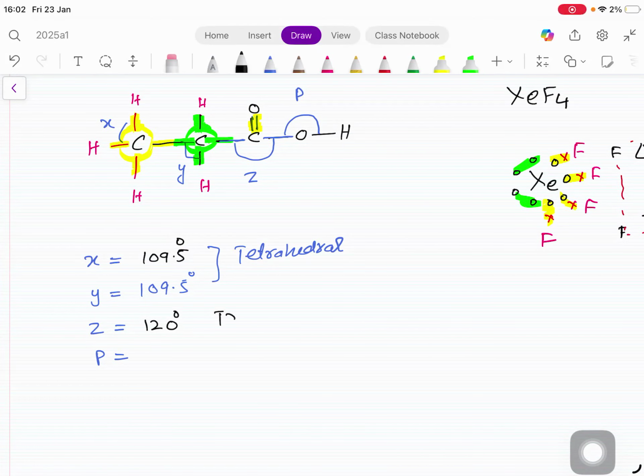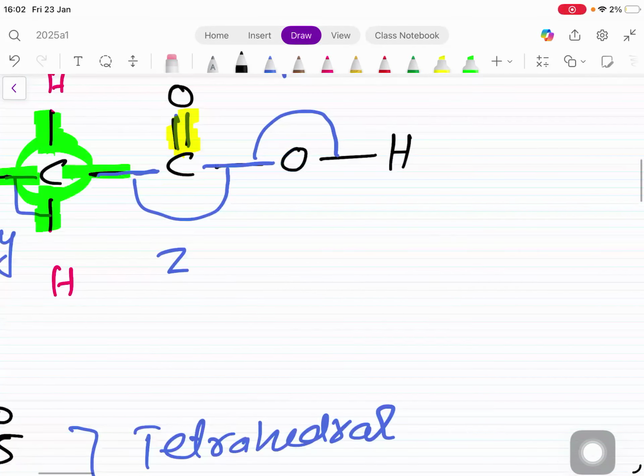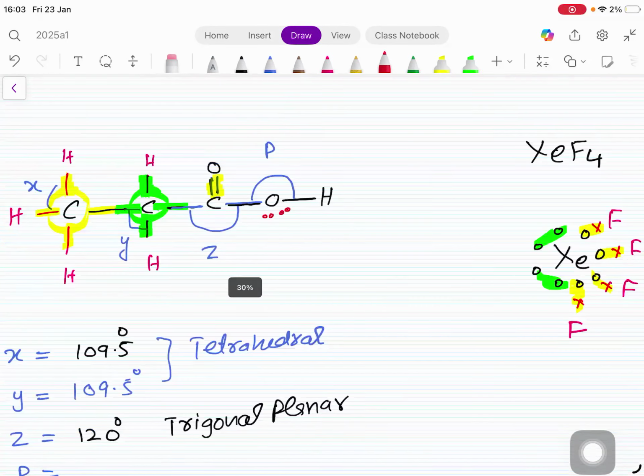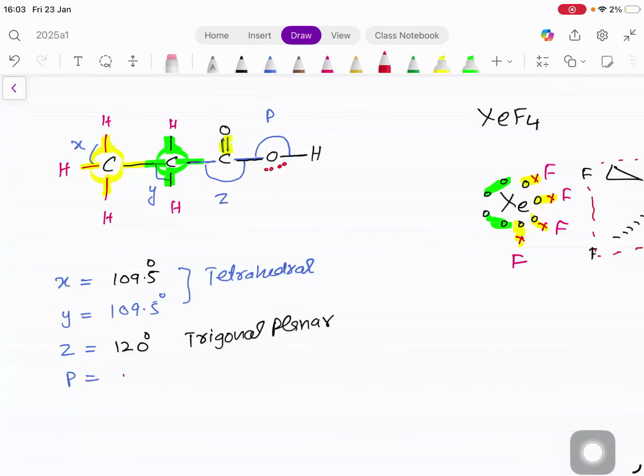Okay. What about the last one? 180? 120? No. It's the one. The oxygen, you can see the two bond pairs, but I know you might remember the oxygen's octet is completed by the rest of lone pairs. So how many lone pairs? Two, and two bond pairs. What is the angle? Non-linear. Okay.